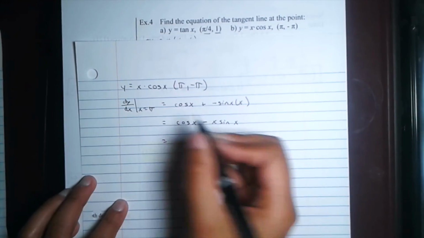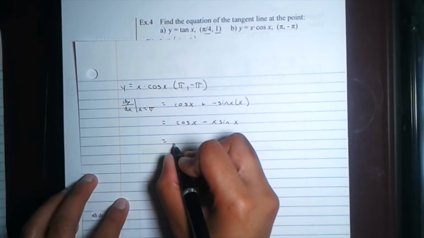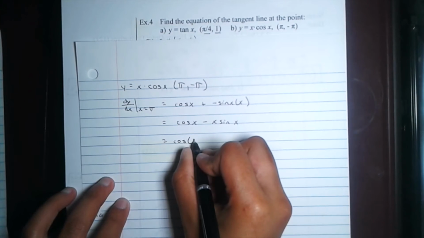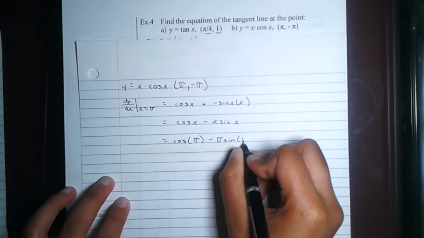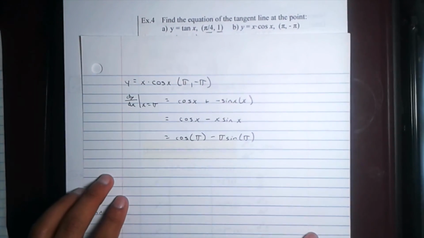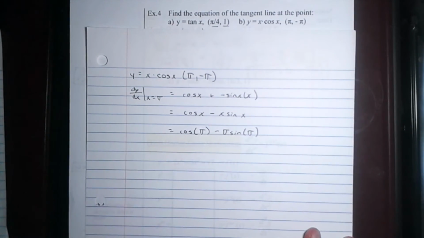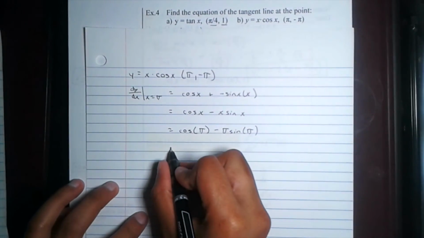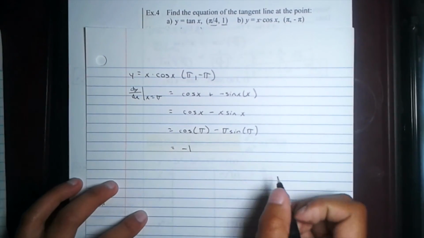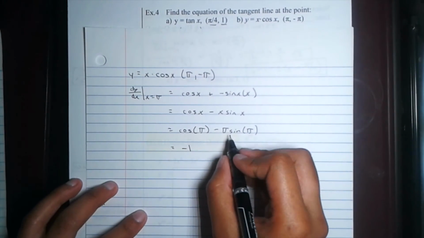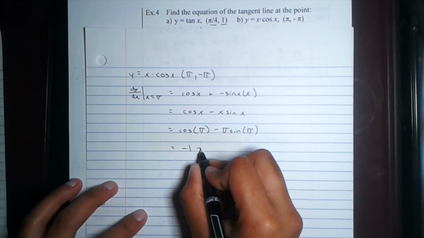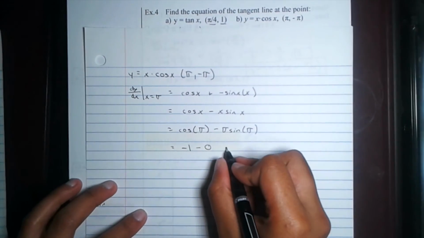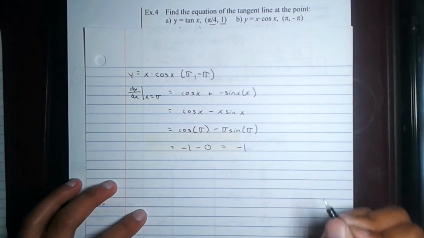And all you have to do after that is plug in the x. So cosine pi minus pi sine pi. Cosine of pi is negative 1, if you think about the unit circle. And then sine of pi is 0, times pi it's still 0. So your slope is negative 1.